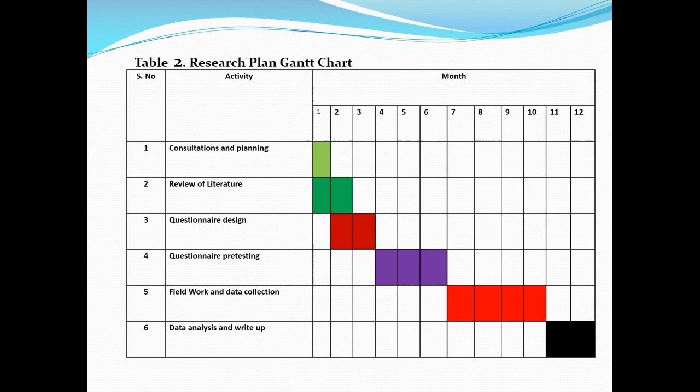Consultations and planning in the first month. The second assignment is a review of literature in the first 2 months. Questionnaire design between the second and third month. Questionnaire pre-testing between the fourth and sixth month. And field work and data collection between the seventh month and 10th month, and then data analysis and write-up between the 11th and 12th month.